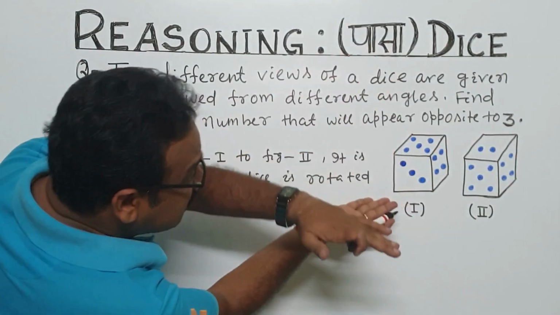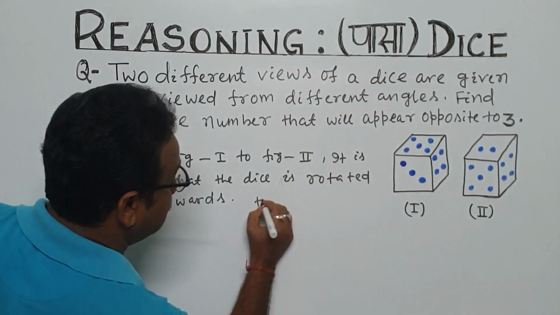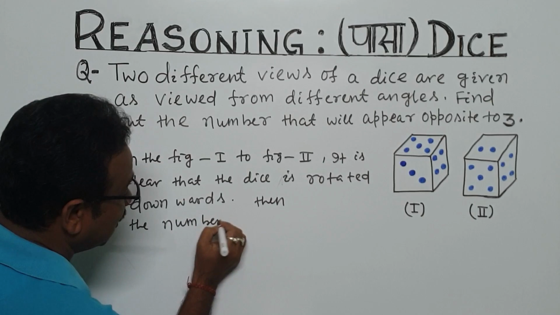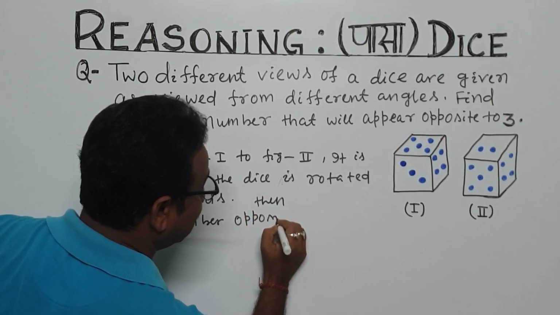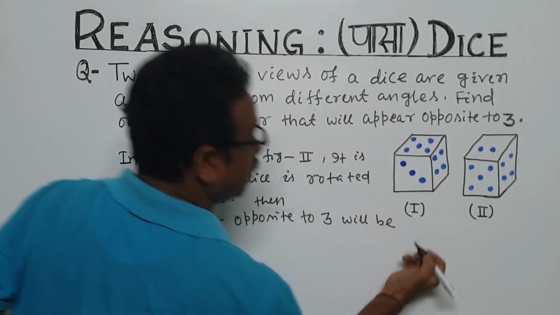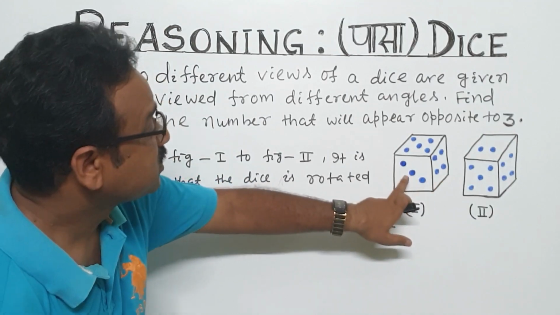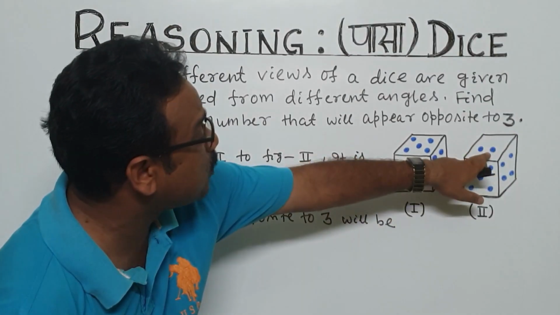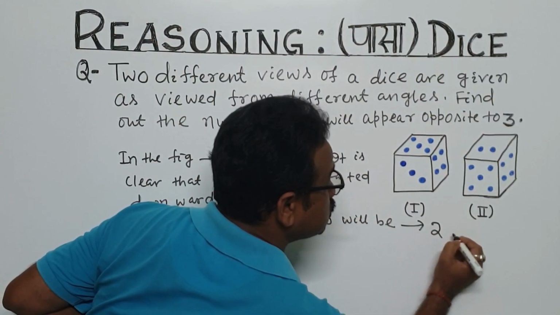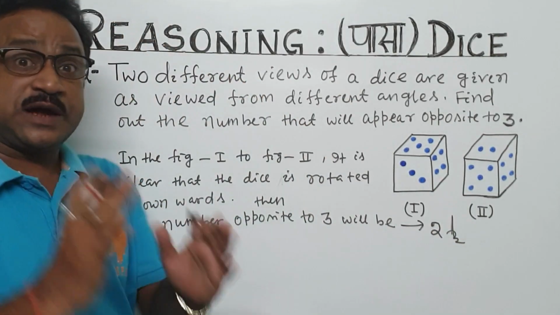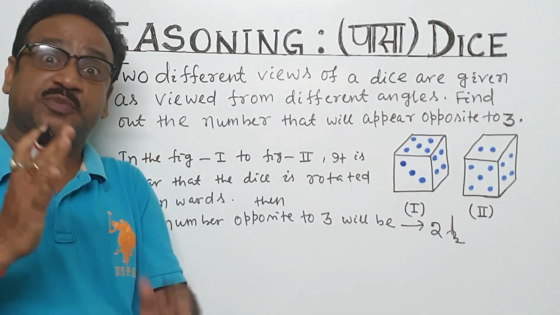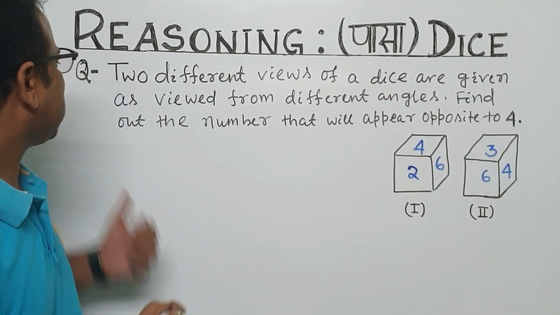So rotated downwards, then the number opposite to 3 will be which one? So see, 3 comes downward, 2 comes upward, so the number opposite to 3 will be your 2. So 2 is your answer. So keep it in mind, the opposite faces cannot be seen at a time or cannot be viewed at a time. So move on to the next example.